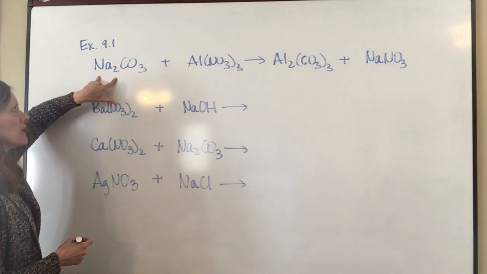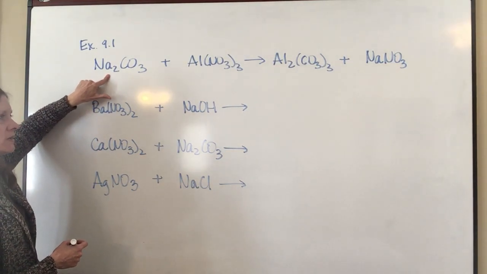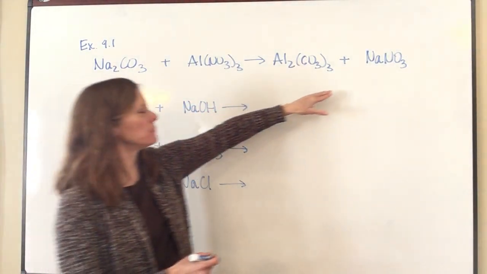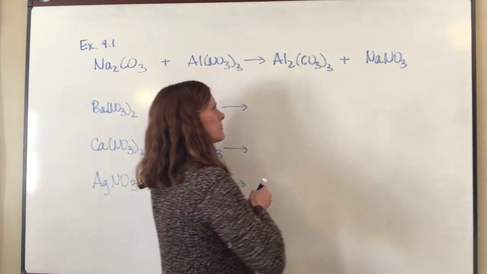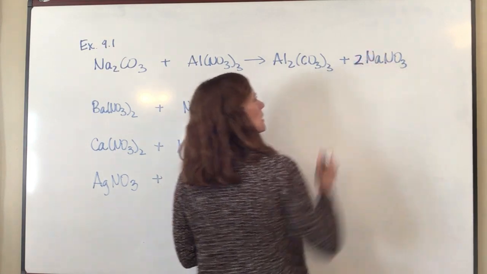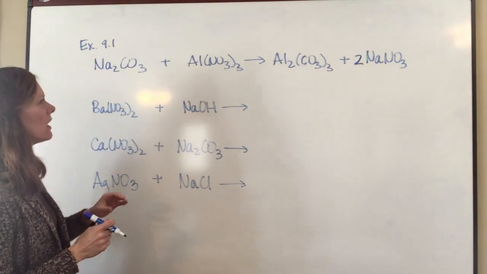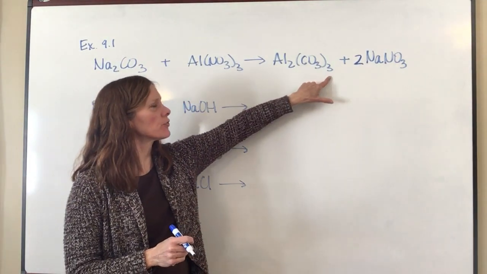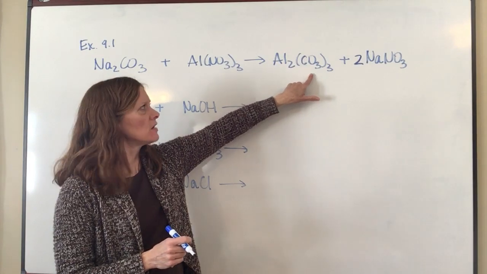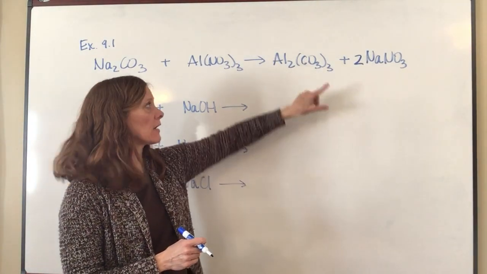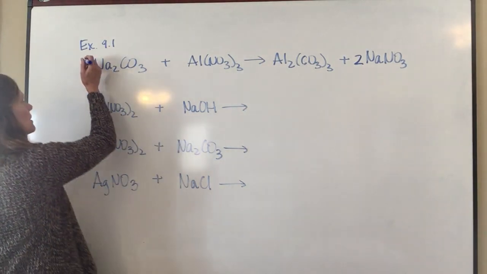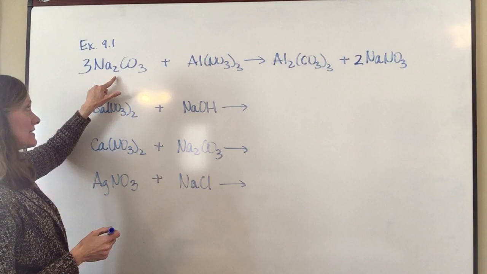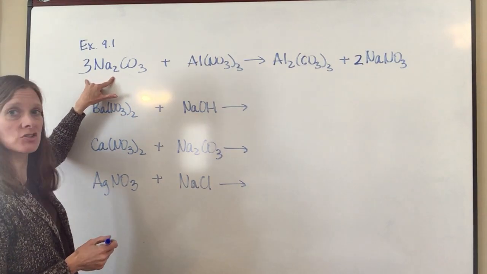So let me show you what I mean. Here, my sodium carbonate has two sodiums, and I don't have two sodiums over here, so I'm going to put a 2 in front of the sodium nitrate. Okay? I have one carbonate, and over here I have 3 carbonates. So I'm going to have that balance, so I'm going to make 3 carbonates over here. Uh-oh, what just happened? Well, I did have 2 sodiums, but now I actually have 6.